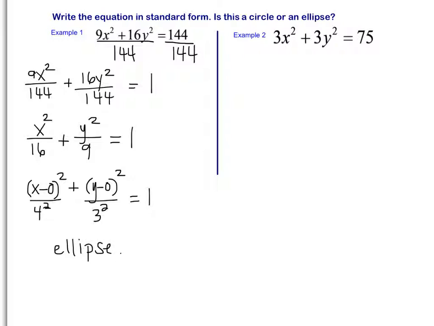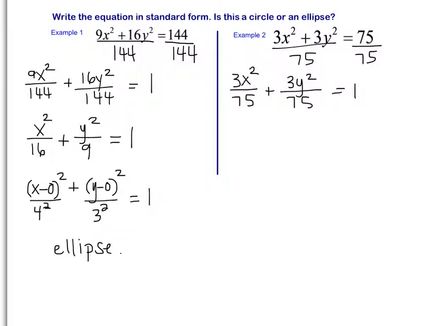Let's look at what happens if we try to do the same thing for example 2. Let's say we try to get this equal to 1 on the right-hand side, because we're thinking it's going to be an ellipse. So that's going to be 3x squared over 75 plus 3y squared over 75 equals 1. If we reduce here, we get x squared over 25 plus y squared over 25 equals 1.